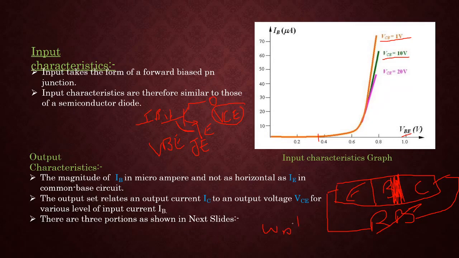So this effect we are going to call the early effect. We will discuss it in the coming slides. Whenever we are increasing the reverse bias voltage, the depletion region width is going to increase. The width will penetrate into the more lightly doped region, so it will penetrate more into the base region. So the width of the base is going to be reduced. This effect is known as the early effect.